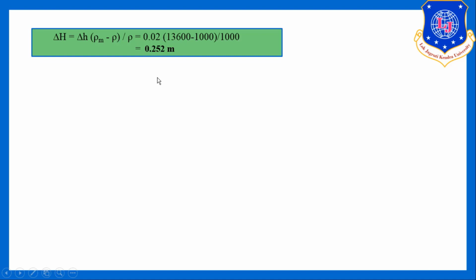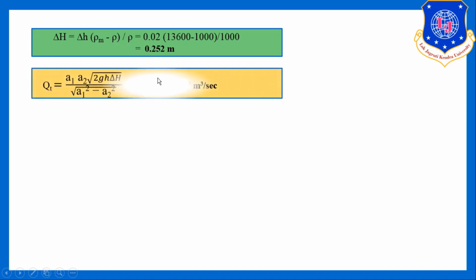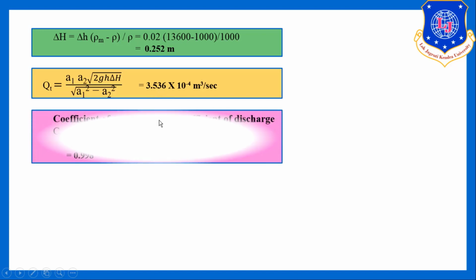When you solve this, you will get capital delta H equal to 0.252 meter. Now our next step is to calculate QT, the theoretical volumetric flow rate. The formula is A1 A2 under root 2G capital delta H divided by under root A1 square minus A2 square. When you put in all these values, you get the theoretical volumetric flow rate QT equal to 3.536 into 10 raised to minus 4 meter cube per second.